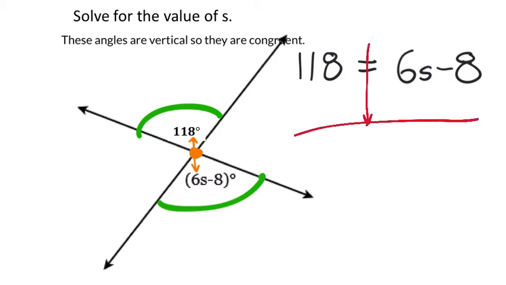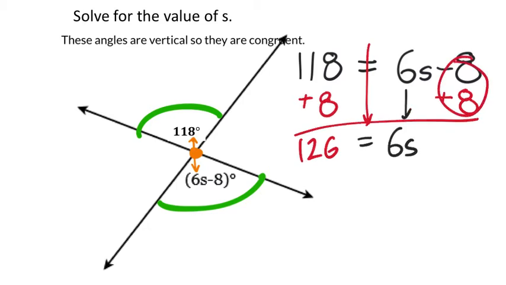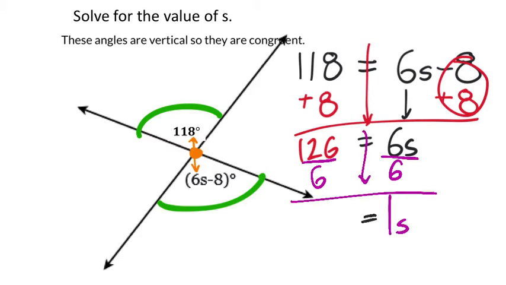So isolating the s's, I would add 8 to both sides. Make that 126, which now equals 6s. Isolating them, just as planned, zeroing out that minus 8. And then the last thing here is to divide both sides by 6 to make it 1s. Okay? So in my calculator, I put in 126 divided by 6 to get 21. Now, this is just a value for s. This is not the actual degree. We know that this angle is 118 degrees. So I'm not actually labeling this with degrees, okay?